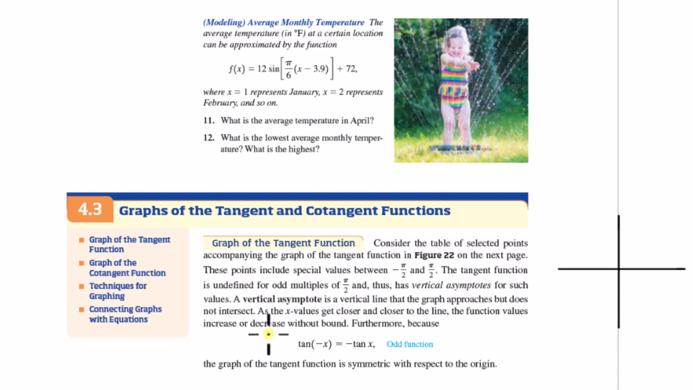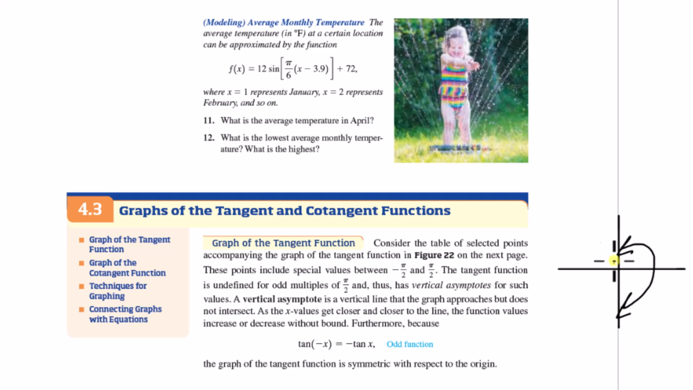Okay, so as the x values get closer and closer to the line, the function values increase or decrease without bound. That's right. So when tangent goes from negative infinity to infinity, literally you can create any number you could possibly imagine with the tangent function over a period. You just take the finite value in the numerator, and divide by whatever you want. You could get as big of a number as you want, right?